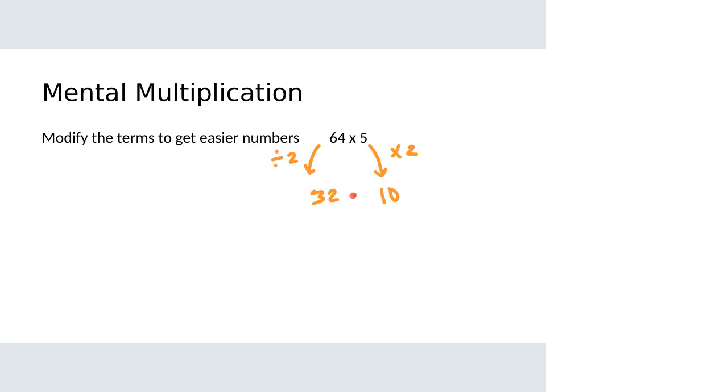What we're saying here is that 64 times 5 is the same thing as 32 times 10 because I doubled one of the numbers and I halved the other one. Not necessarily about halving and doubling, as you'll see in some future examples, but 32 times 10 is the same as 64 times 5, and 32 times 10 I can do in my head. And so if I wanted to multiply 64 times 5 mentally, I could change it to 32 times 10 and know that it's 320.